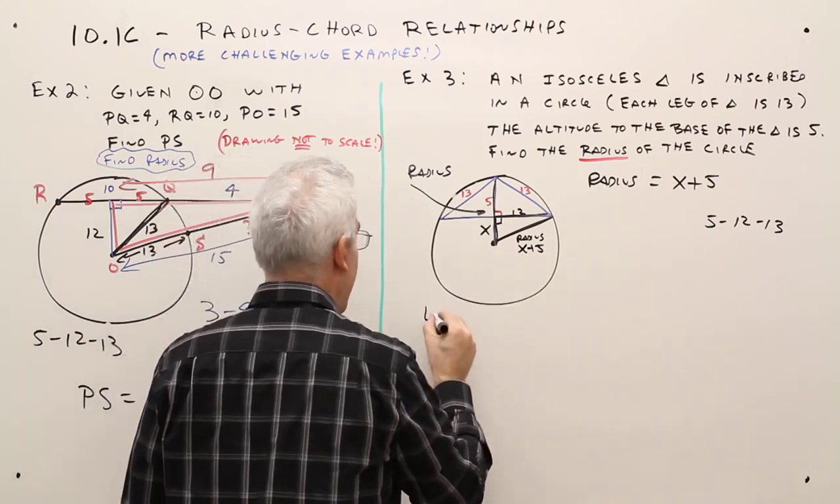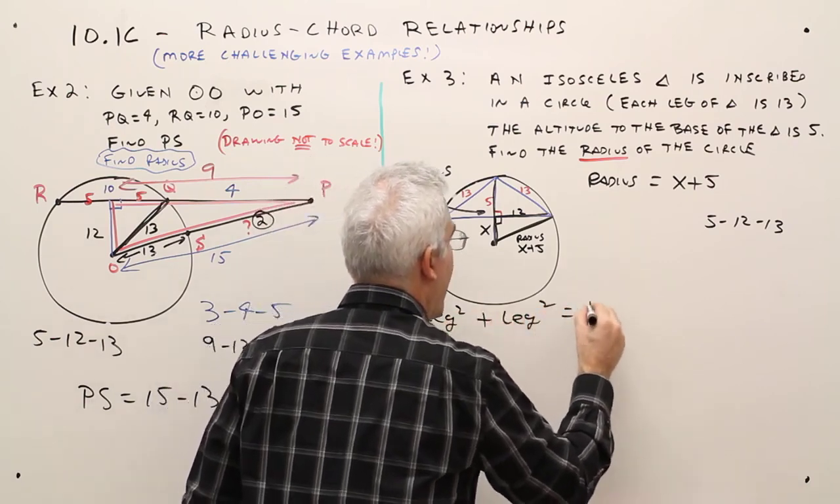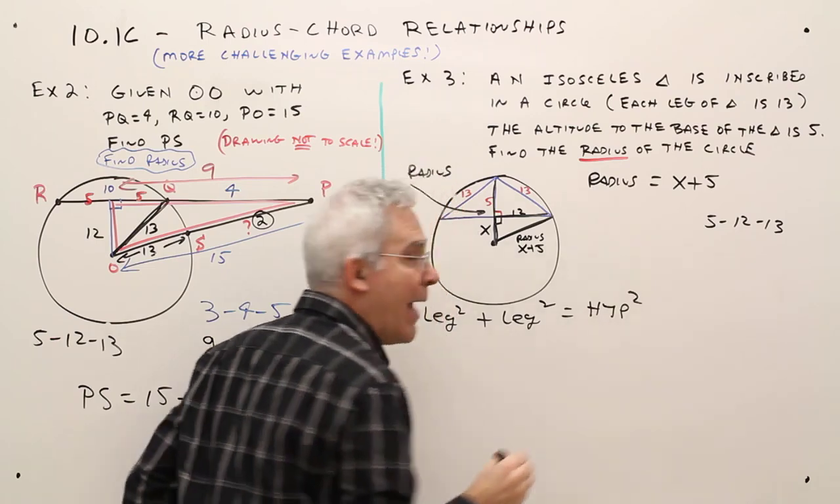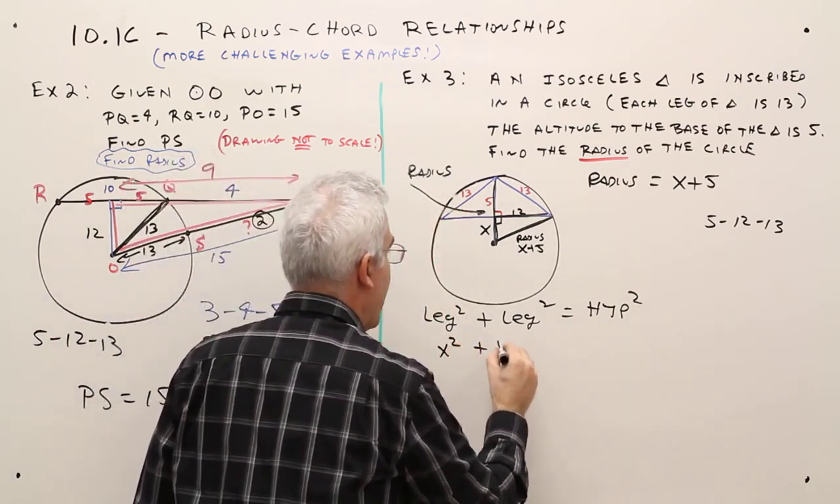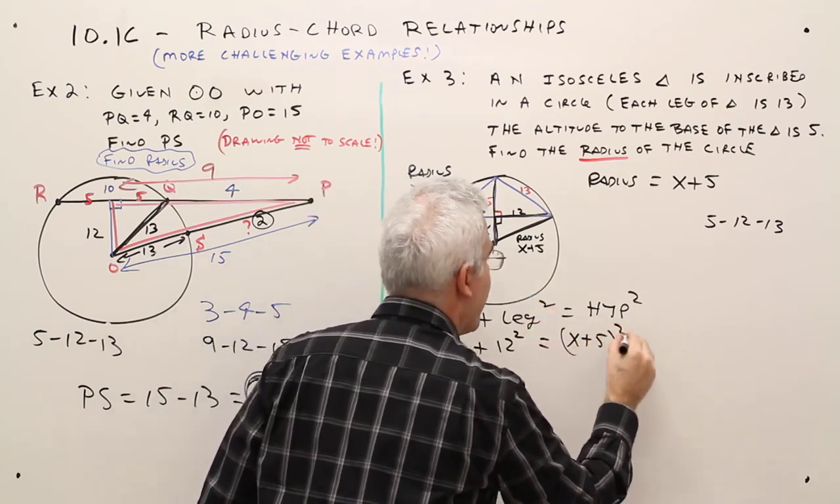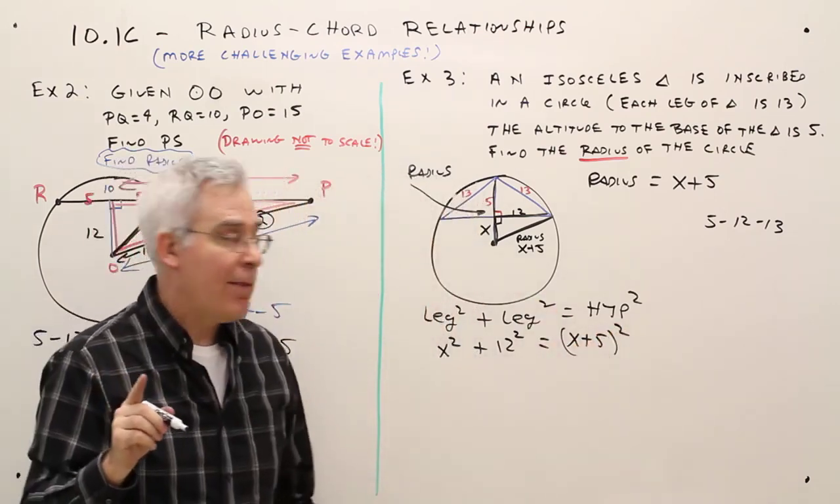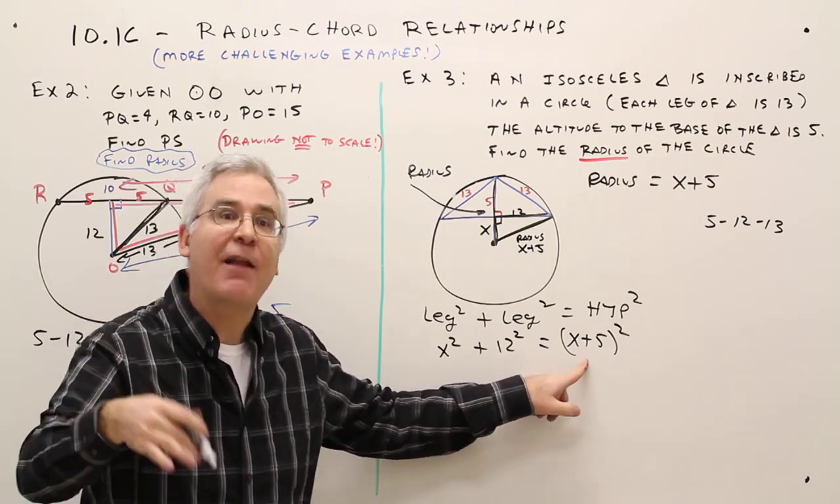The Pythagorean theorem says leg squared plus leg squared equals hypotenuse squared. Or in this case, x squared plus 12 squared equals x plus 5 squared. A lot of students struggle with this. It is not x squared plus 25. You gotta FOIL it out.